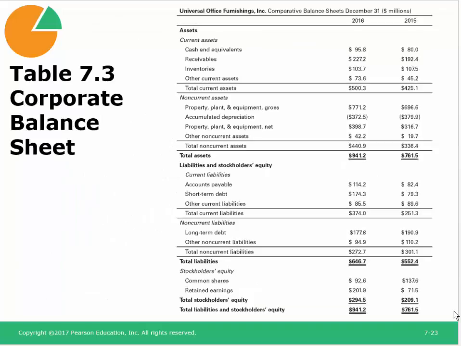Is it decreasing? So let's look here at a financial statement real quick, right? Here are the assets of this company, Universal Office Furnishings. Total assets in 2015, 761. In 2016, it's 941. So the company asset-wise is growing, right? Well, how did it grow? Well, it grew by almost 200. It went from 552 to 646. So that must mean that that number went up roughly about 100, give or take.